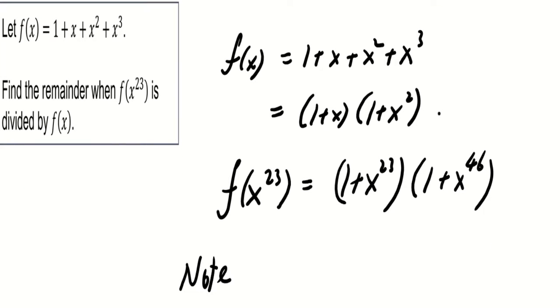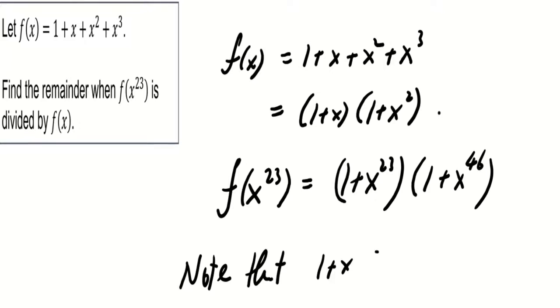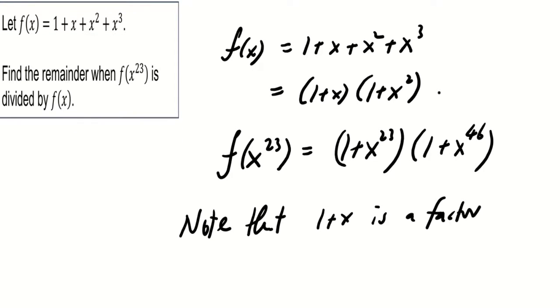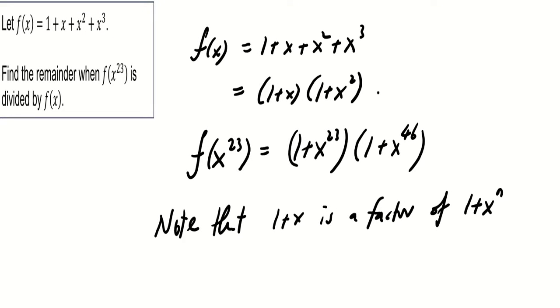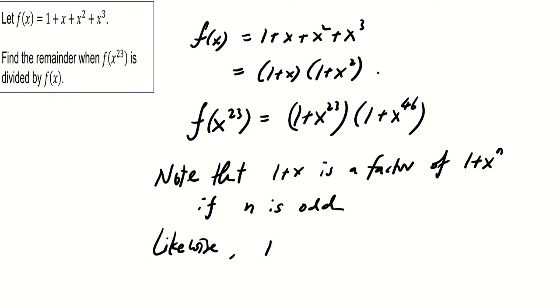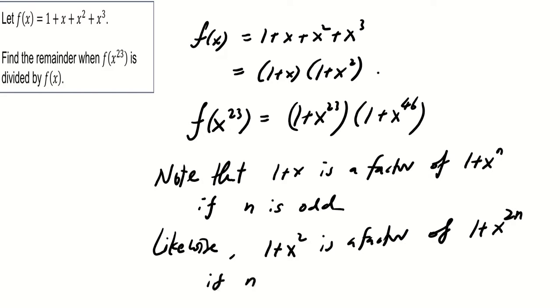And note that 1 plus x is a factor of (1 plus x) to the power of n if n is an odd number. Likewise, 1 plus x squared is a factor of (1 plus x squared) to the n if n is an odd number. It means that 1 plus x is a factor of (1 plus x) to the power 23, and 1 plus x squared is a factor of (1 plus x squared) to the power of 23.